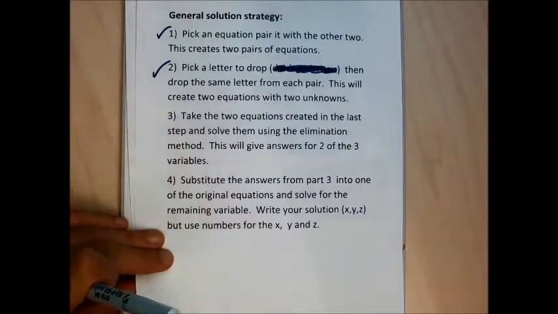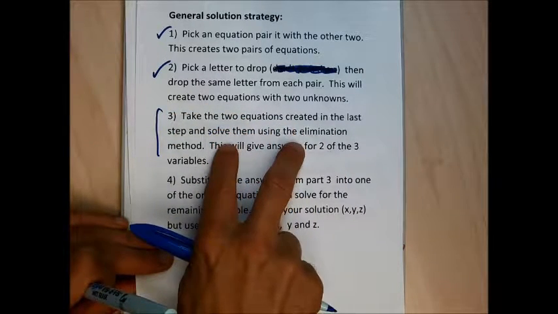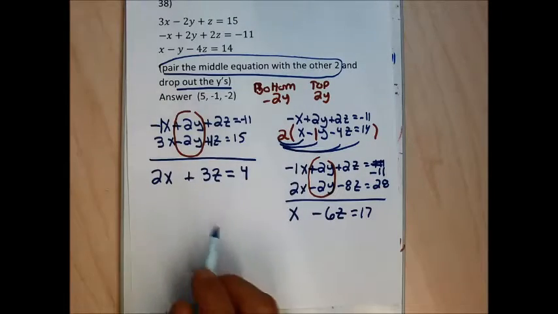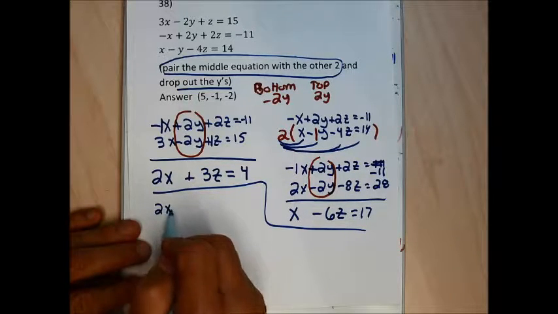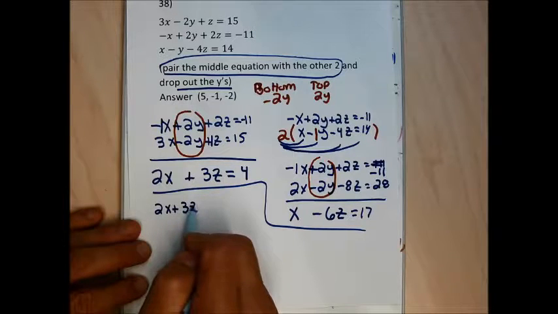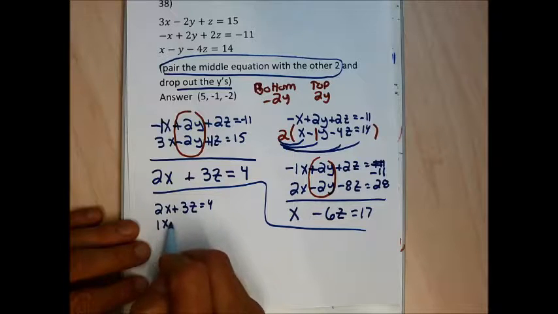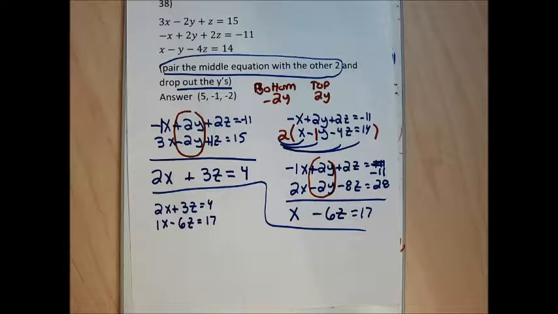Done with step 2. I picked a letter to drop out. I dropped the same letter from each pair. Moving on to step 3, take the 2 equations created in the last step and solve them using the elimination method. This will give answers for 2 of the 3 variables. So I'm going to take these 2 equations, 2x plus 3z equal to 4, and put that with the bottom equation, which is 1x minus 6z equals 17. This is going to be my third elimination method. I've done the elimination method twice. I need to do it 3 times.